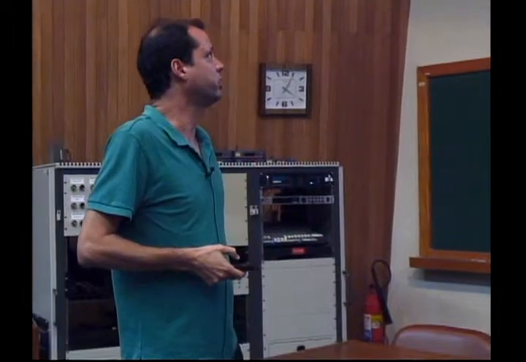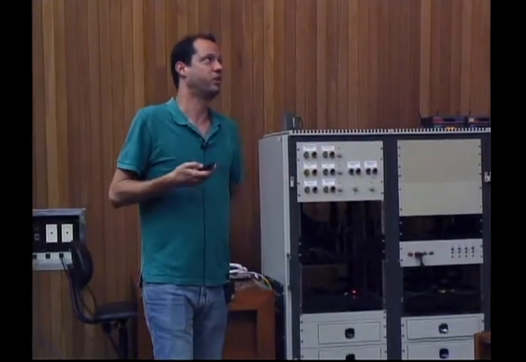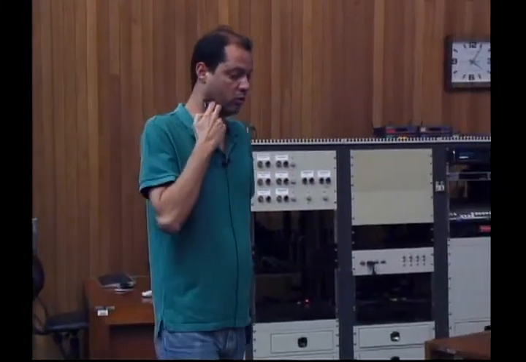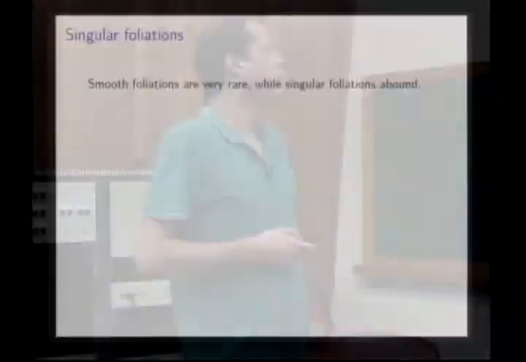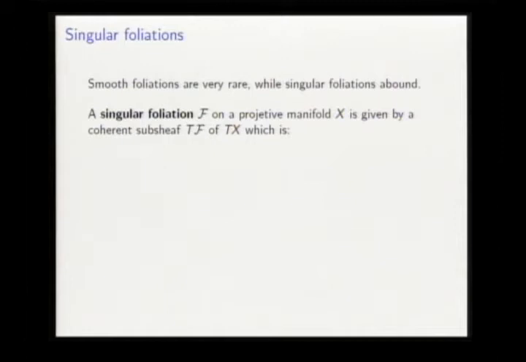I will speak about singular foliations, so it's important to give a definition. So smooth foliations are very rare, especially when we are looking at compact complex manifolds. There is no smooth foliation on P^n, for instance, while singular foliations are rather trivial to build. You can build a lot of singular foliations on projective varieties. So for a singular foliation, we just weaken the condition.